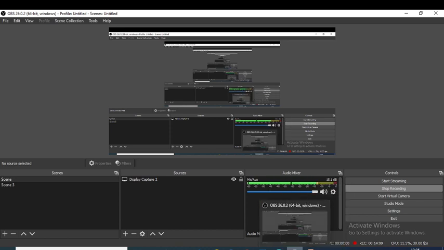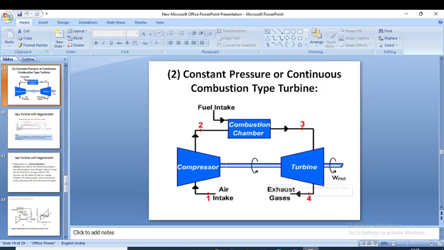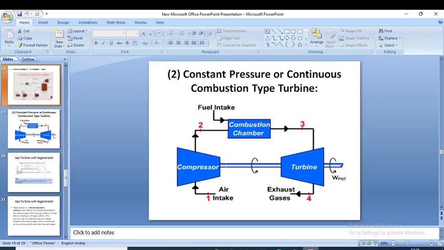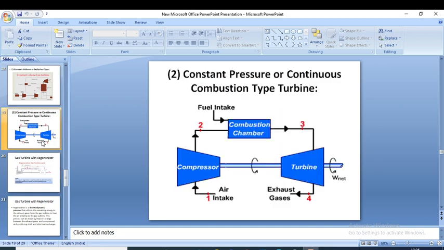Okay students, so you can see here the diagram for this constant volume gas turbine. It is the diagram for the constant pressure or continuous combustion type of gas turbine.